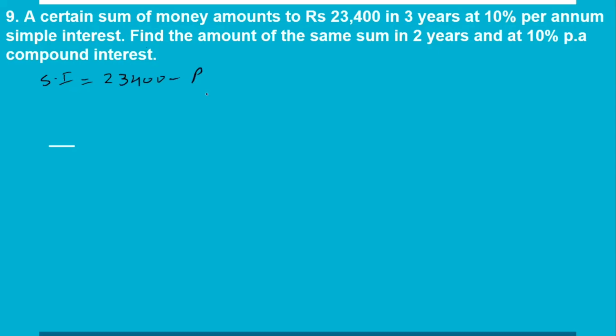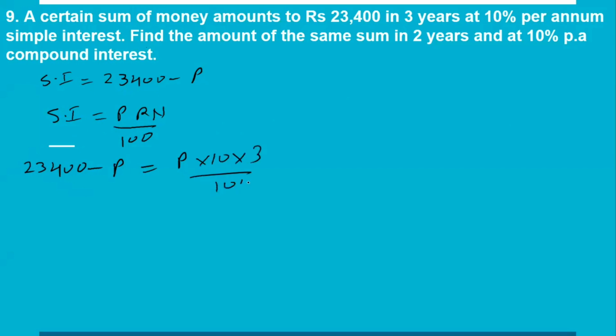23,400 minus P. This is your simple interest. Simple interest is equal to PRN upon 100. Now, simple interest, we know, is the amount minus the principal, which is 23,400 minus P. The rate of interest is 10% per annum for 3 years, so we have P times 10 times 3 upon 100.